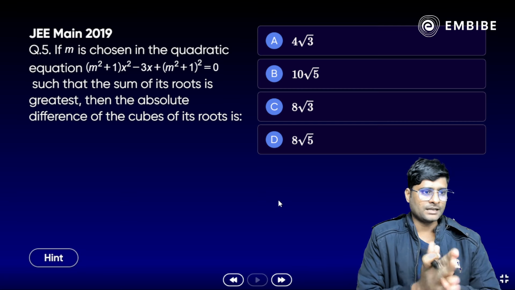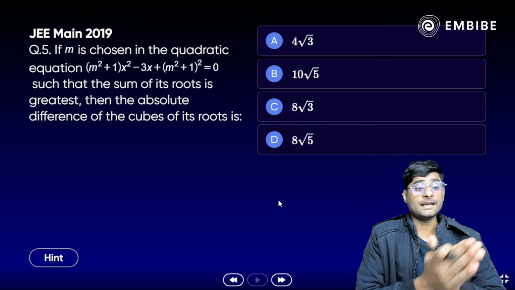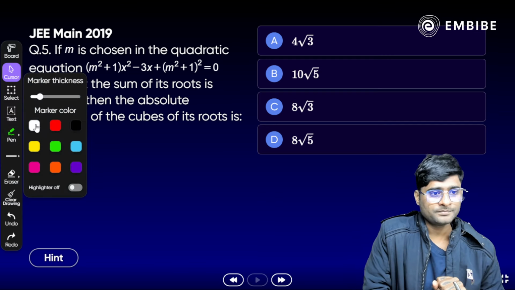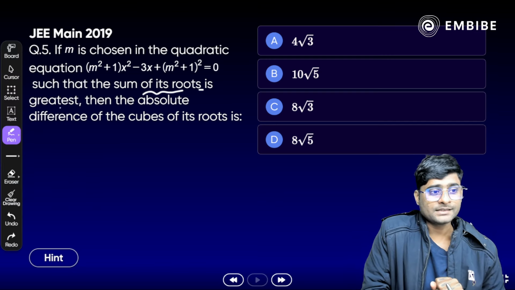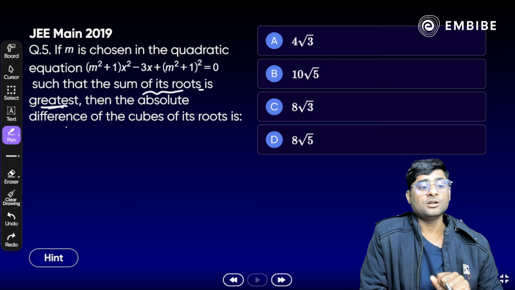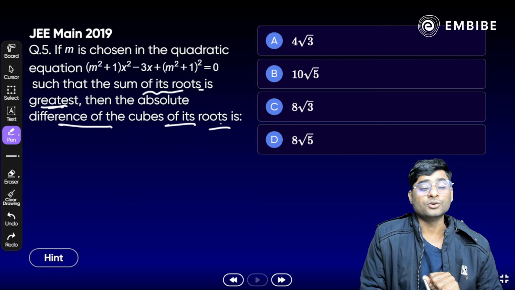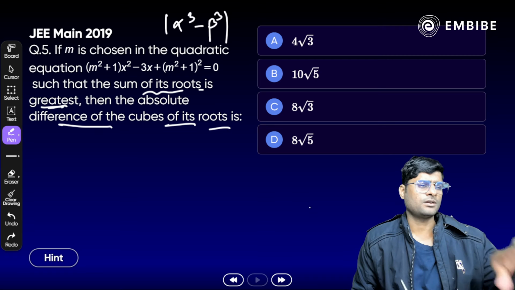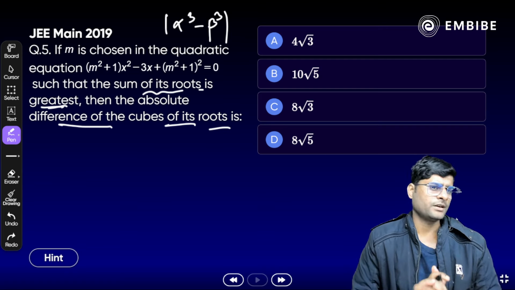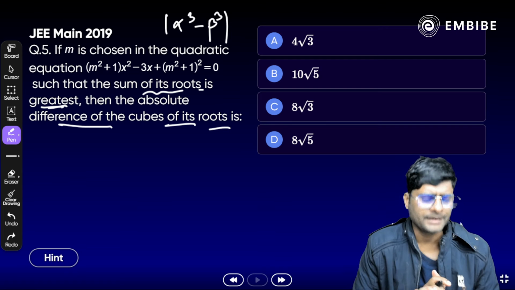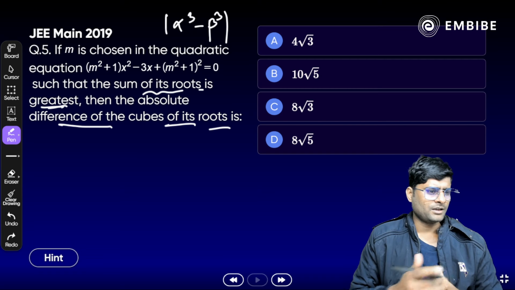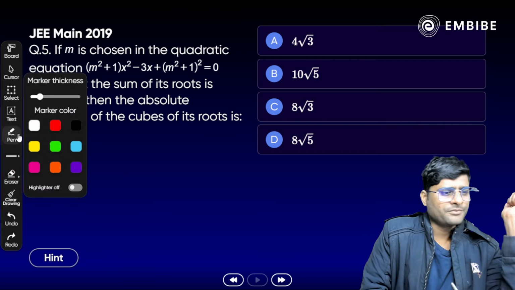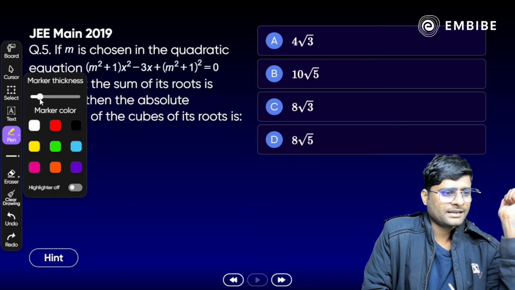If m is chosen in the quadratic equation (m square plus 1)x square minus 3x plus (m square plus 1) whole square, such that the sum of its roots is greatest, then the absolute difference of the cubes of its roots, if alpha and beta are the roots here. So we need to calculate actually mod of alpha cube minus beta cube here. Take your time. Try to mark your answer. Yes, इस तरह के भी क्वेश्चन आपको मिल सकते हैं. Don't confuse. काफी इंपॉर्टेंट क्वेश्चन है सारे, कई बार रिपीट हुए.